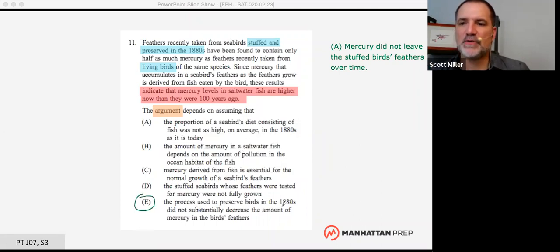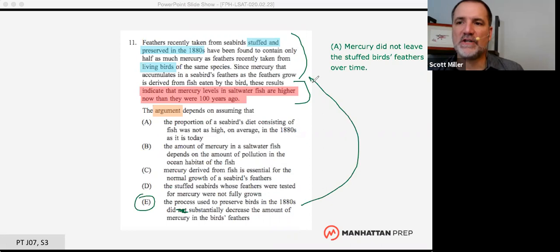The process used to preserve birds in the 1800s did not substantially decrease the amount of mercury in the bird's feathers. Why? Because if the process that was used to preserve the birds in the 1800s did substantially decrease the amount of mercury in the bird's feathers, then we don't know for sure that this conclusion is true based on the premises that were given. If answer choice E is not true, then that would cause a serious problem for the argument. So therefore, it is necessary to assume that answer choice E is true.